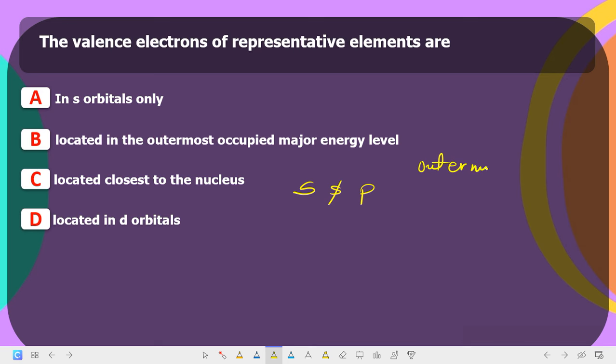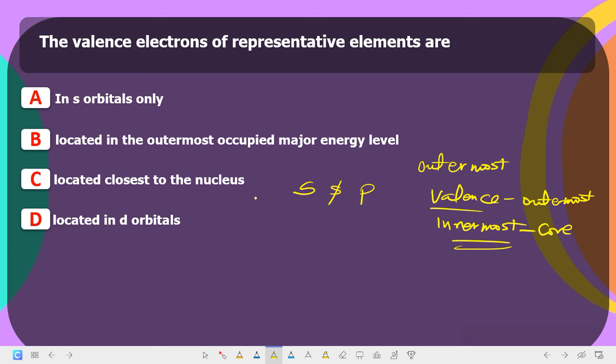Also, you should note that valence electrons are electrons in what? Outermost shell. While the core electrons are the electrons in what? Innermost shell. So all electrons in the inner shell are called the core electrons, while the ones in the outermost shell are called the what? Valence electrons. Now the question is, the valence electrons of representative elements, are they in s orbital only? No, they are either in s or what? P. They are located in the outermost occupied major energy level.